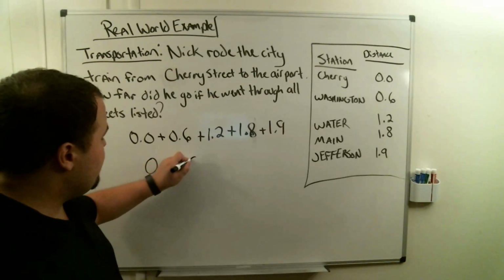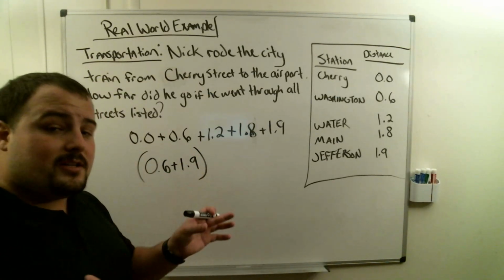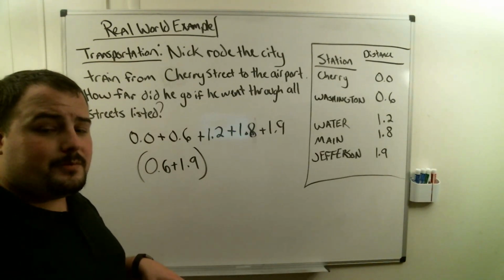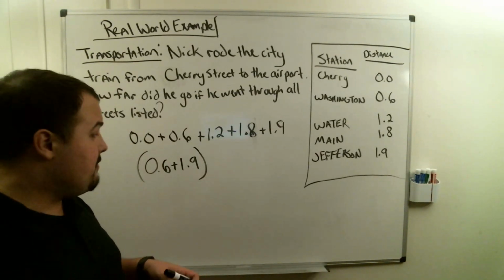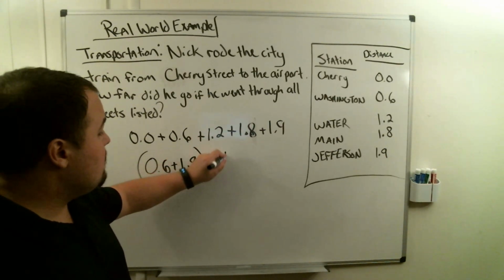0.6 plus 1.9. I'm going to group them together. Since I'm grouping, that's association, so that's the associative property. When we put things inside parentheses, we're associating them together, so we're grouping them together, associative property. I'm going to put 1.2 plus 1.8.